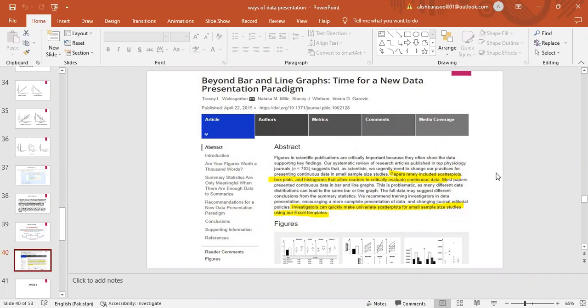Papers rarely include scatter plots, box plots, and histograms that allow readers to critically evaluate continuous data. Most papers presented continuous data in bar and line graphs. This is problematic as many different data distributions can lead to the same bar or line graph. The full data may suggest different conclusions from the summary statistics. We recommend training investigators in data presentation, encouraging a more complete presentation of data, and changing journal editorial policies. Investigators can quickly make univariate scatter plots for small sample size studies using our Excel templates.